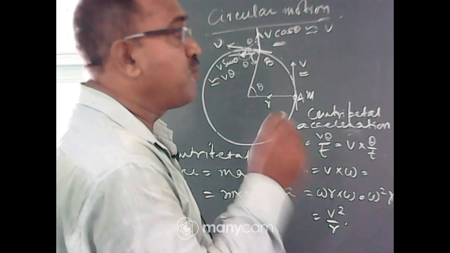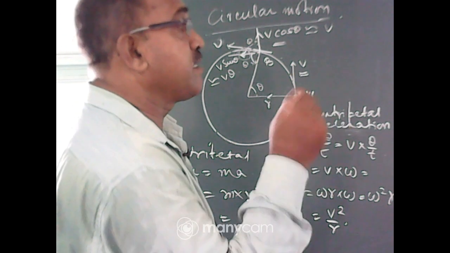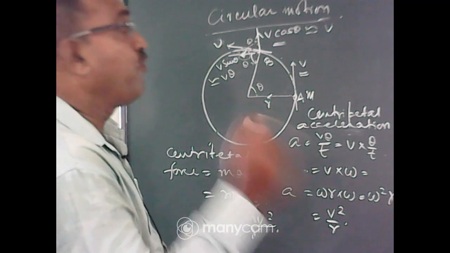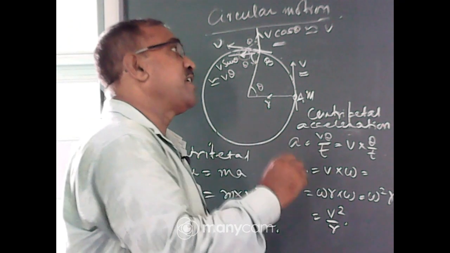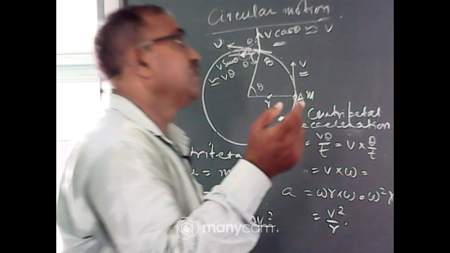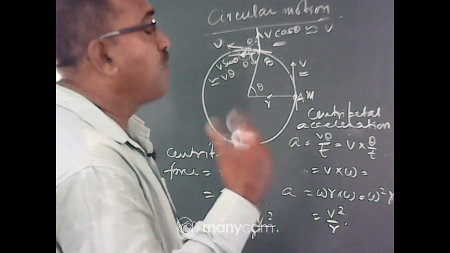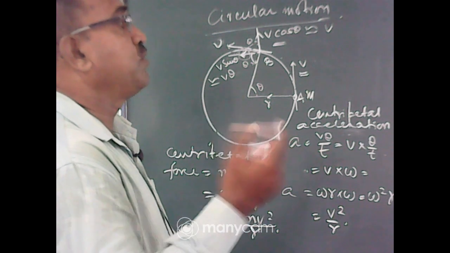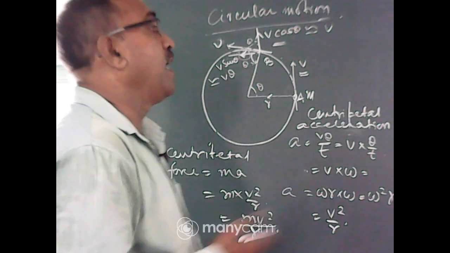At that time a force is created on the object opposite to the direction of the centripetal force. That force is called the centrifugal force. The value will be the same, but the direction is opposite. So it will be outward, opposite to the centripetal force, meaning opposite to the direction of the radius. The value will be the same, m v square by r.